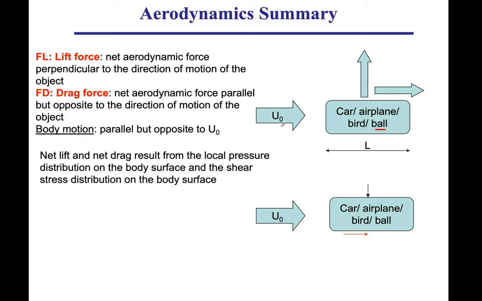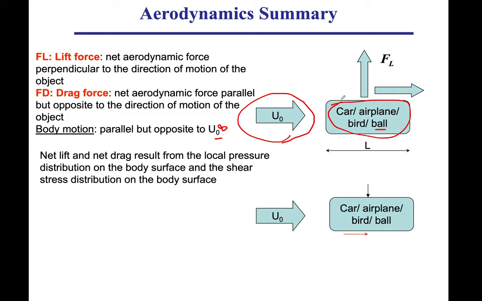But in any of those, this is the basic picture. You have the object itself, and then you have someone sitting on the object. They will see that the air is coming towards them. So this object is again the airplane, bird, ball, whatever. Someone sitting on the object will see that the wind is coming towards them at U0 or U infinity. We interchangeably use U0 or U infinity. They mean the same thing, as we have discussed in the previous lectures.